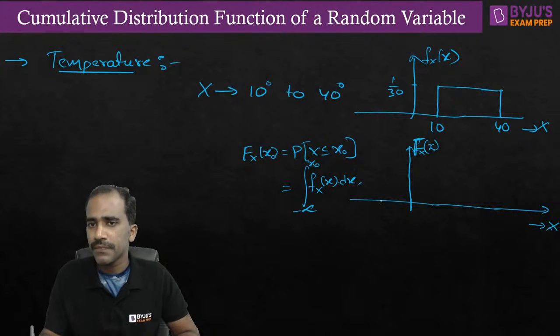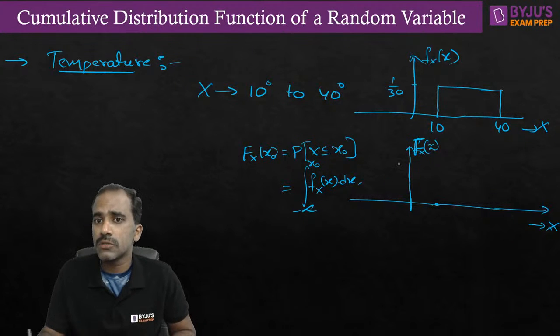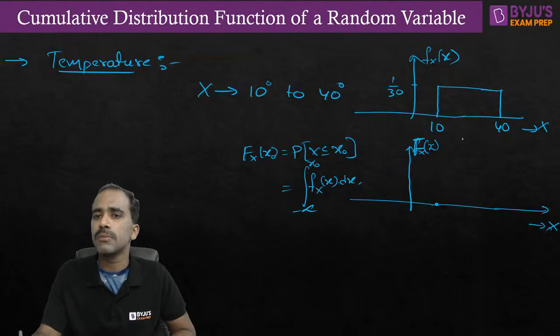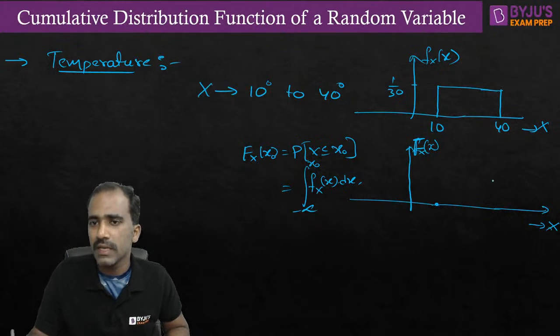So if you integrate from minus infinity to 10, or you can use the basics also. From minus infinity, as you travel, there is nothing to accumulate. Till 10, there is nothing to accumulate. So the CDF will have a zero graph only. After 10, there is something to accumulate. From 10 till 40, there is something to accumulate. So definitely from 10 to 40, it will keep on increasing.